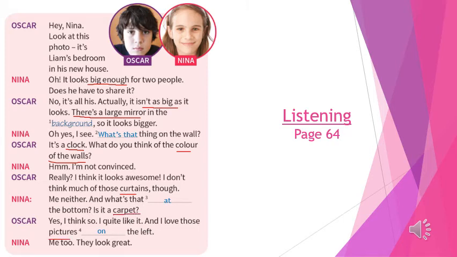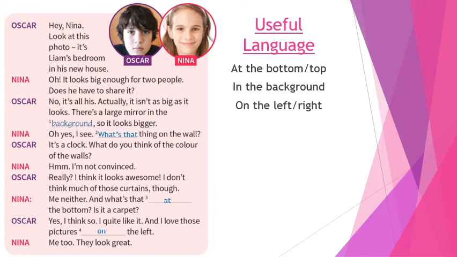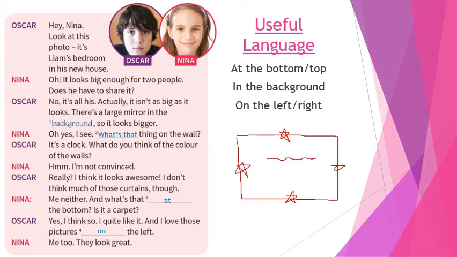They also use some different phrases. Let's look at some useful language in this conversation. When we are describing a picture, and a picture of a room in this case, we can use terms like at the bottom or top, in the background, and on the left or the right. These are all terms we can use to describe position. At the bottom, at the top, in the background, right, in the back of a picture, on the left, and on the right. Let's see how these are used in this conversation.